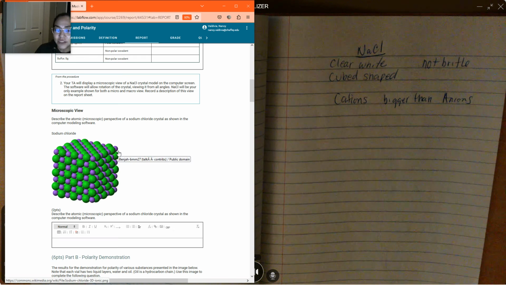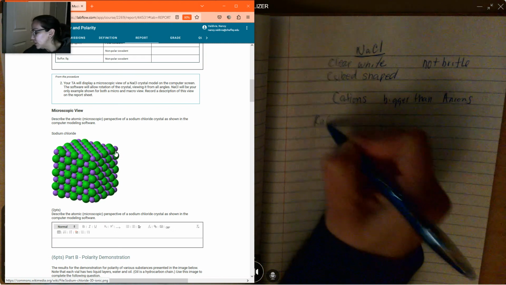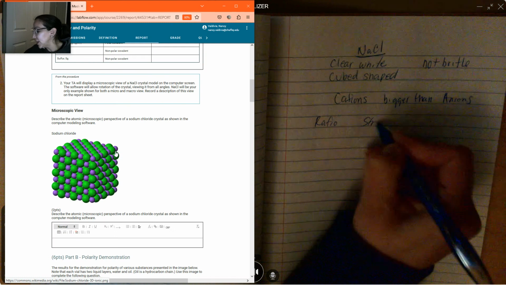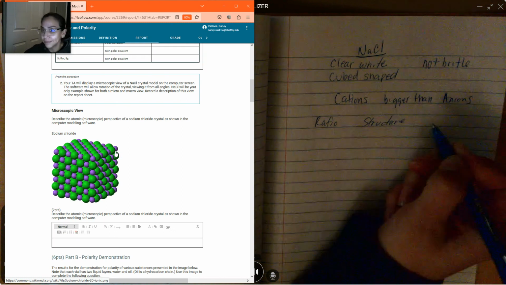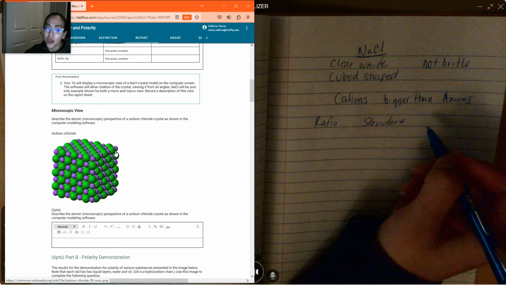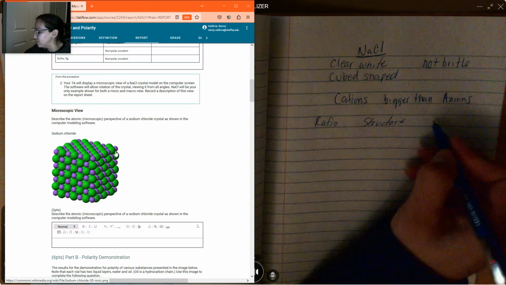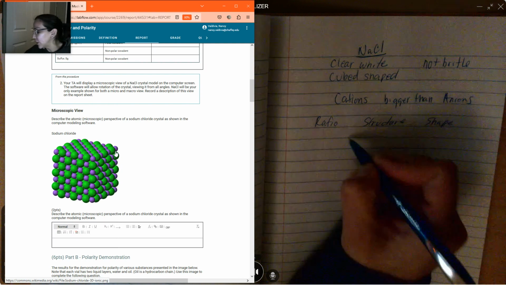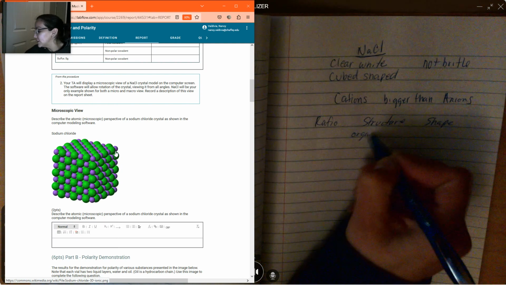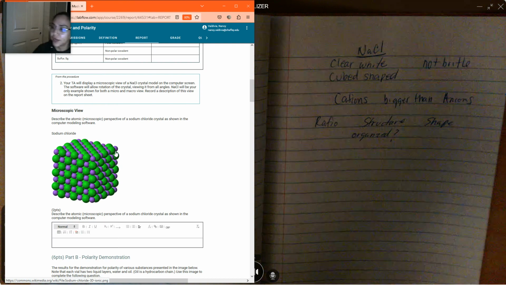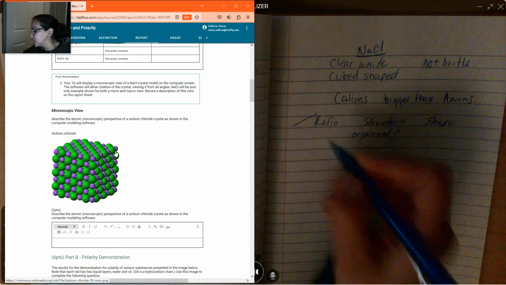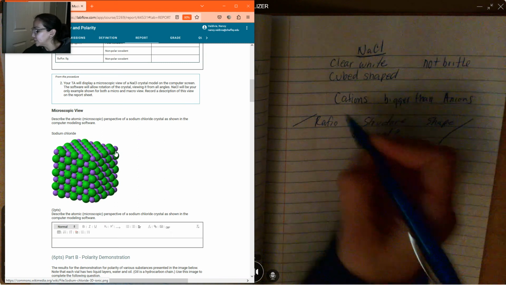Now, I want you to describe this to me, right? What is the ratio of sodium to chlorine? What kind of structure does it make? What was that keyword? And what is the shape that it forms? Is it organized or disorganized? So answer those questions right here for your microscopic view. So this is for your microscopic.